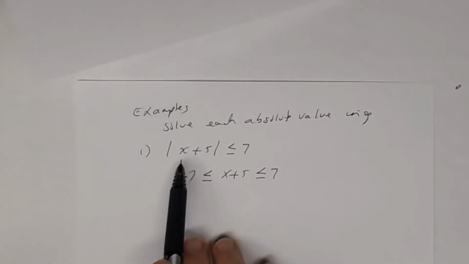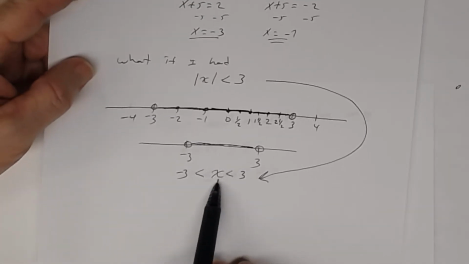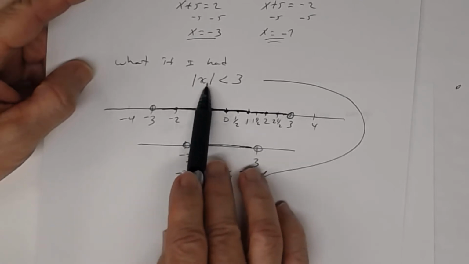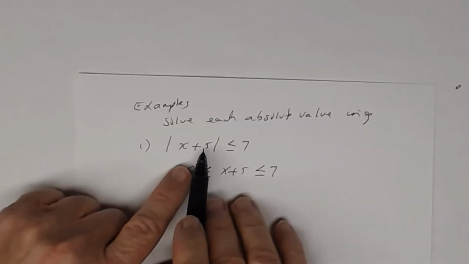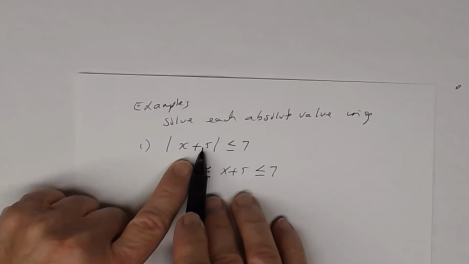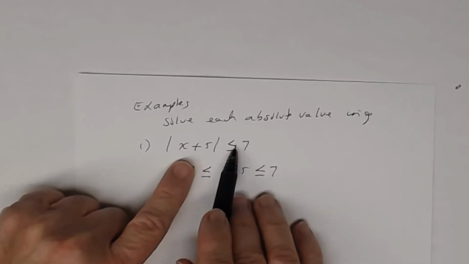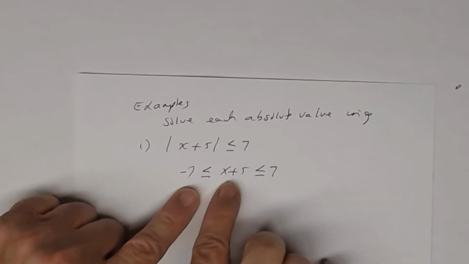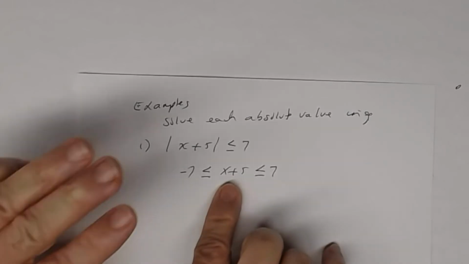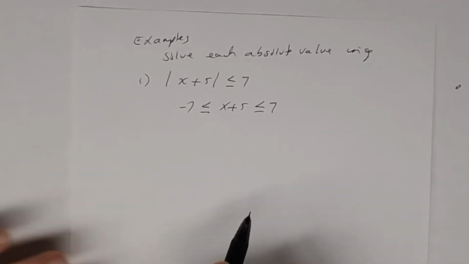So this middle part here comes from this middle part. What's inside the absolute value bars? Okay? This middle part here came from what's inside the absolute value bars. So whenever you have an absolute value less than inequality, you want to write it like this. You want to write a compound statement. All right? And then now you've had this before. How do you solve this compound inequality? That was one of your previous lessons.